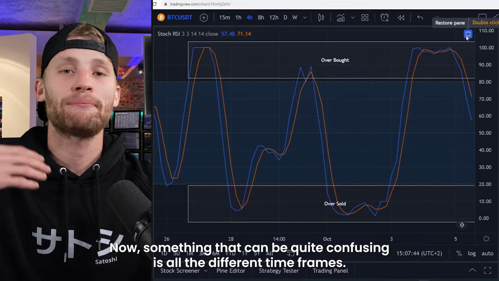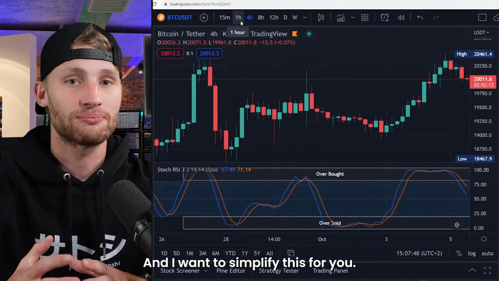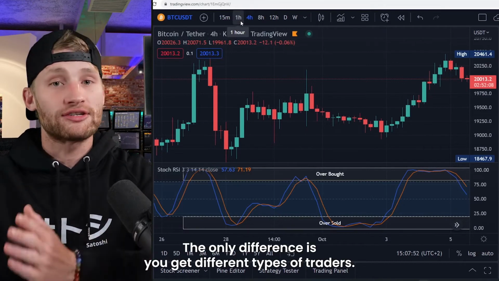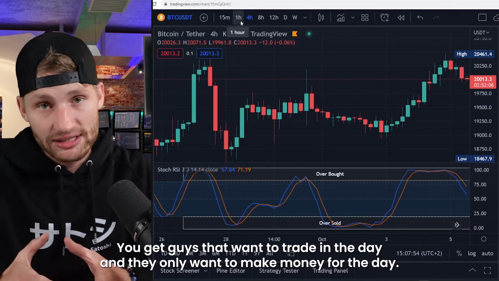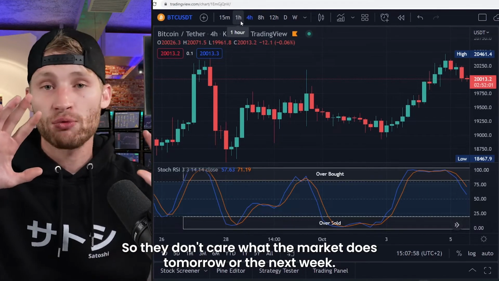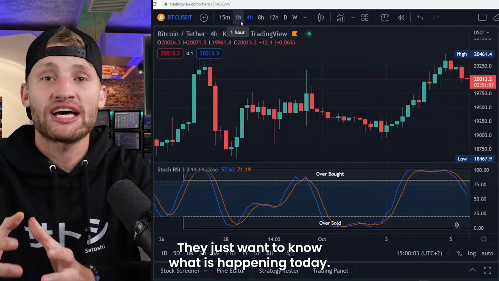Now, something that can be quite confusing is all the different time frames. And I want to simplify this for you. Trading is very simple, actually. The only difference is you get different types of traders. You get guys that want to trade in the day and they only want to make money for the day. So they don't care what the market does tomorrow or in the next week. They just want to know what is happening today.